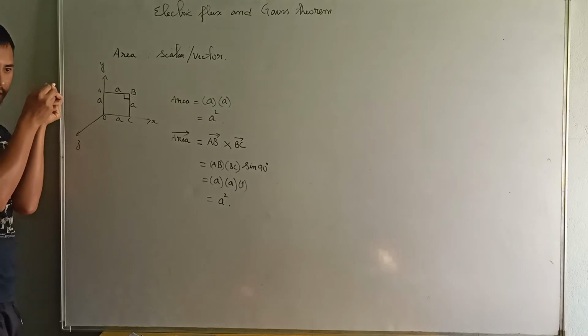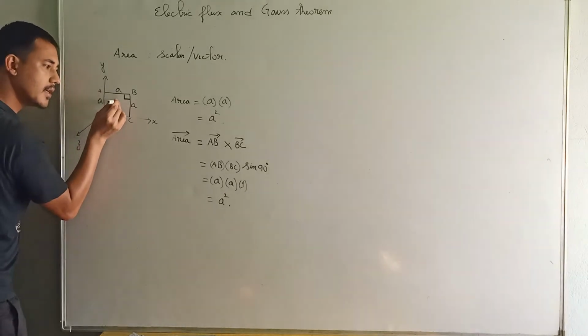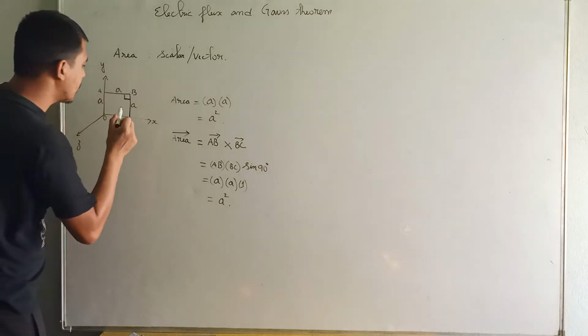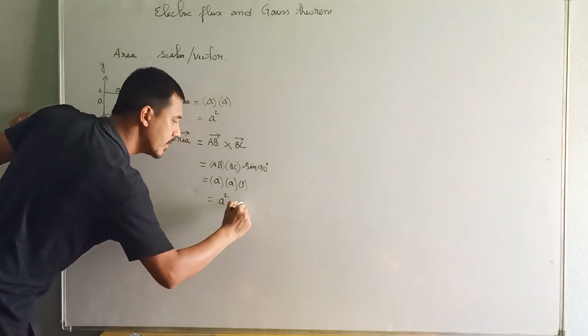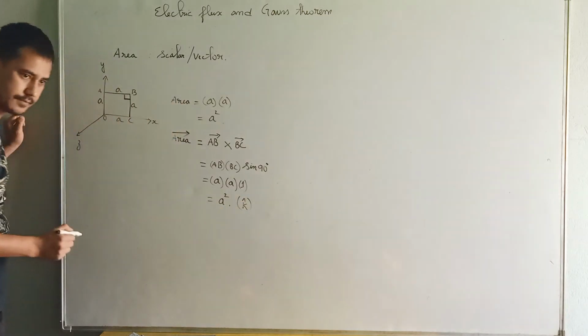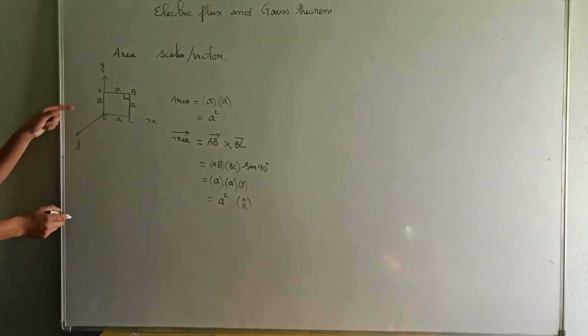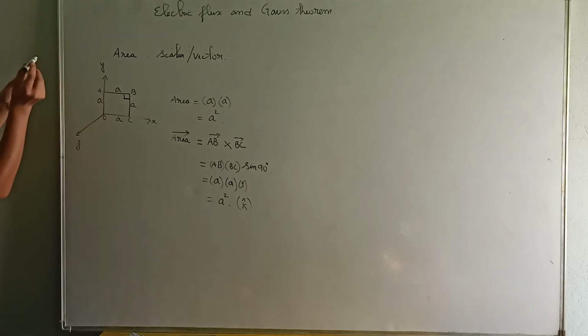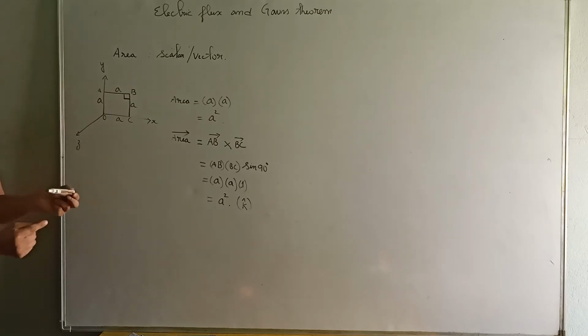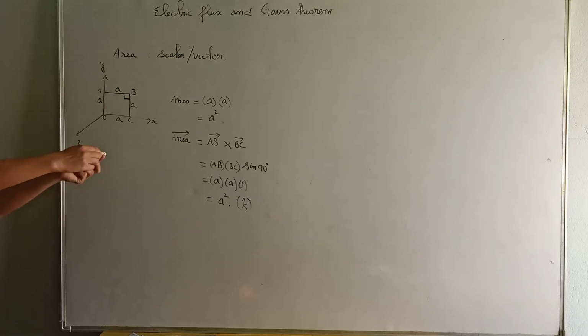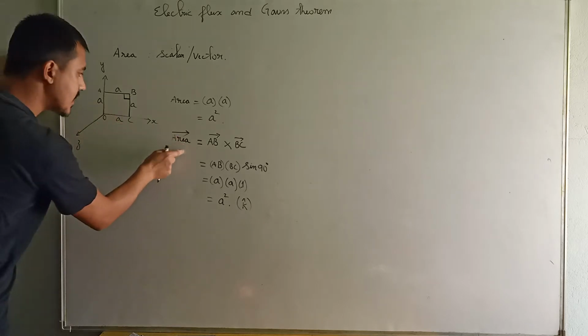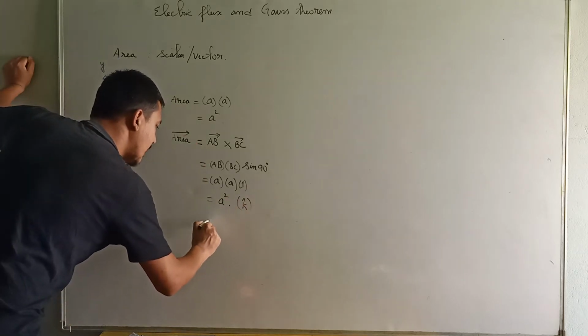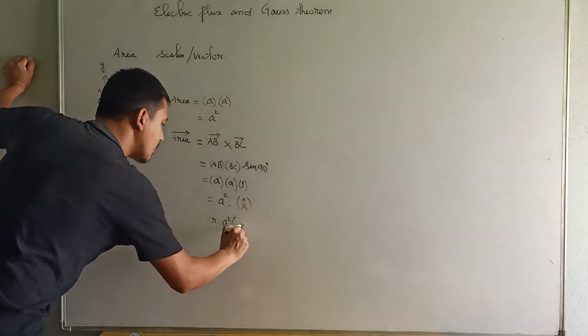If your area vector is pointing in this direction, then it will be represented by unit vector k cap. And if your area vector is going in the other direction, this direction will be your k cap, and that direction will be your minus k cap. So in this case, your area vector can have two directions. One is k cap, or the other one is minus k cap.